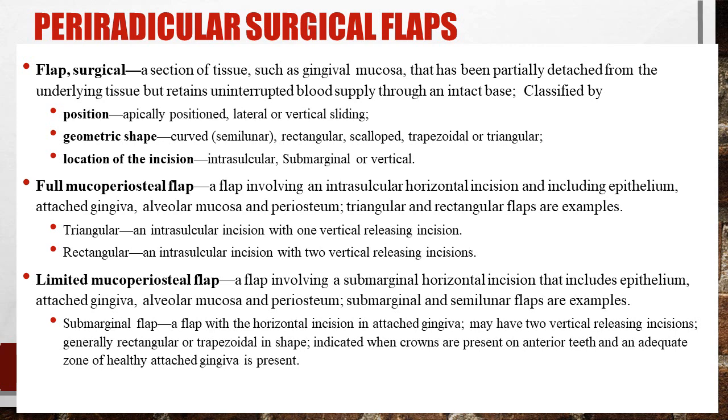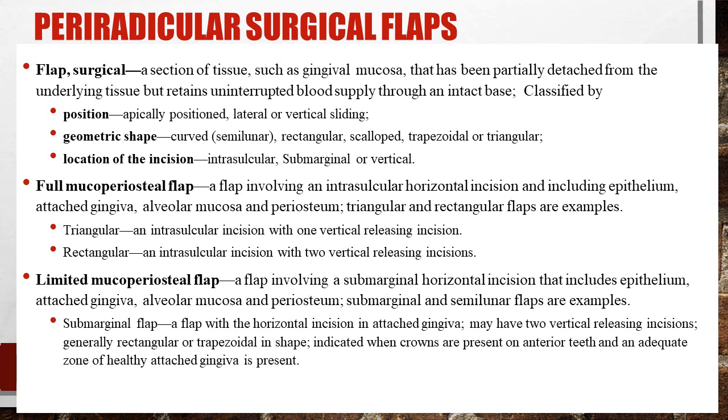The full mucoperiosteal flap involves the intrasulcular incision and includes the epithelium, attached gingiva, alveolar mucosa, and periosteum. The two examples are the triangular and the rectangular flap. Whereas the limited mucoperiosteal flap involves a submarginal horizontal incision. So the full mucoperiosteal involves the intrasulcular, that means you are involving the sulcular region.